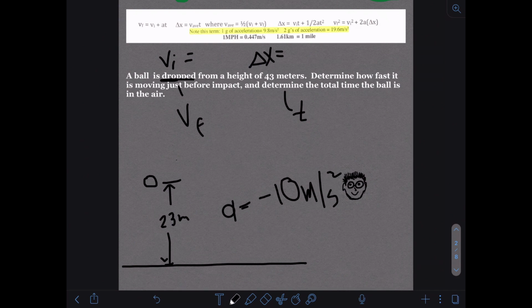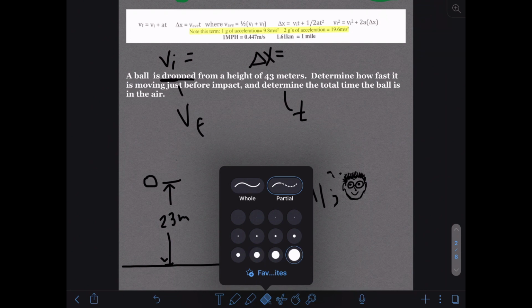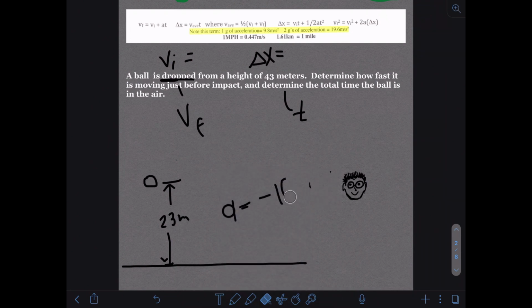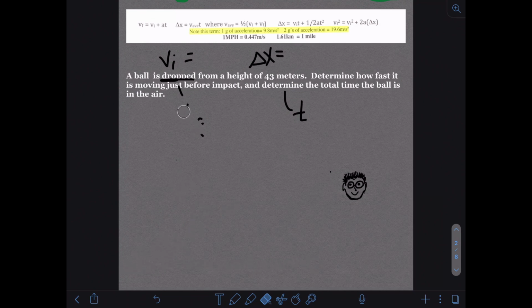So let's clean this up and see what's going on. So I'm going to leave my little caricature there. And directionality is really important here, guys, when I'm setting up my list. So if I start to list things out, as soon as I realize it's a free fall problem, I'm going to write this first because I just don't want to forget it. A is negative 10 meters per second squared. My initial velocity is 0.